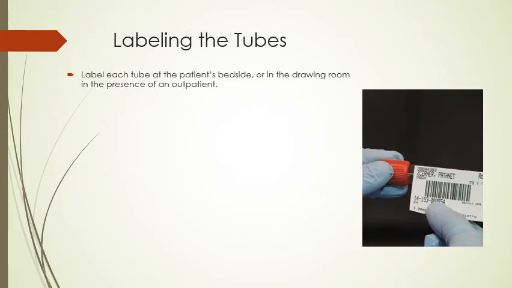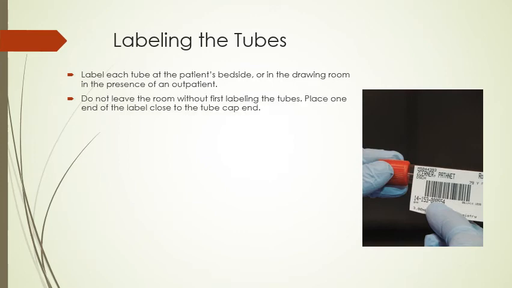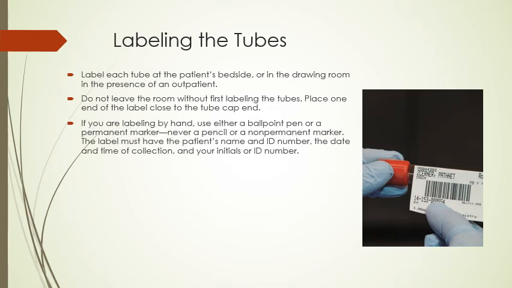So when we go to label the tubes, we're going to label each tube at the patient's bedside or in the drawing room in the presence of the outpatient. So we will not leave the room without first labeling the tubes. You can see in the picture to the right how you're going to label the tubes. One end of the label is going to be close to the tube cap, and the other end is going to be close to the end of the tube. You want to make sure it's on there nice and smooth, not crumpled up or wrinkled or overlapping.